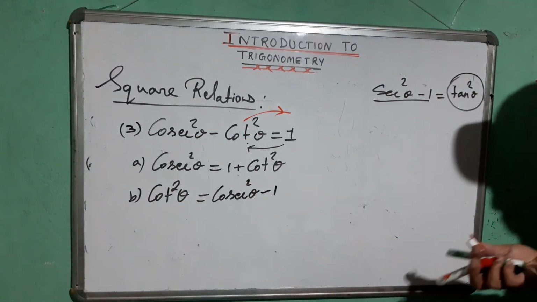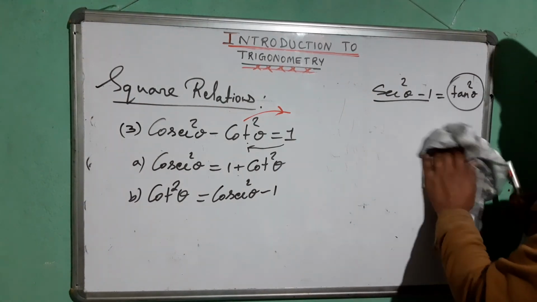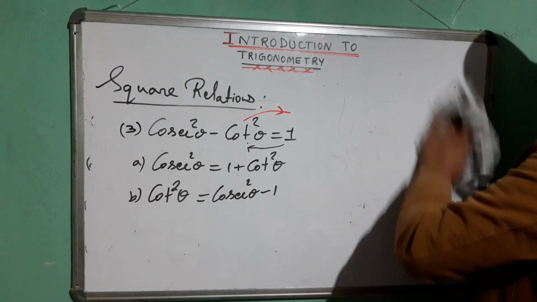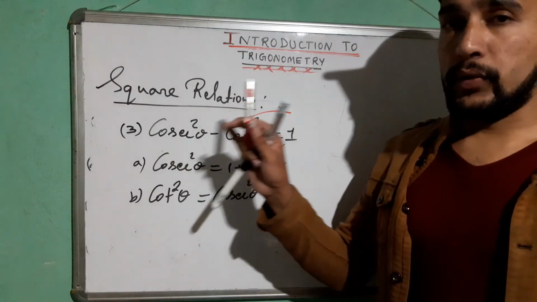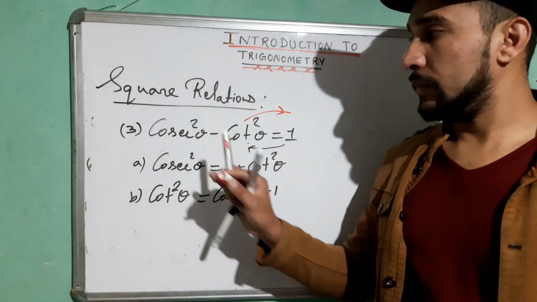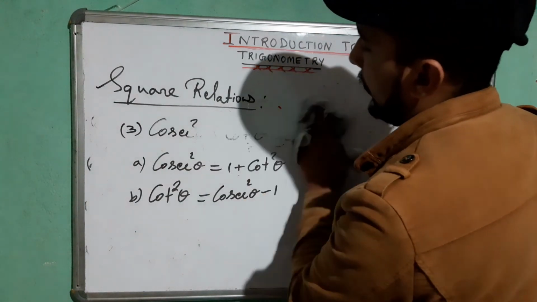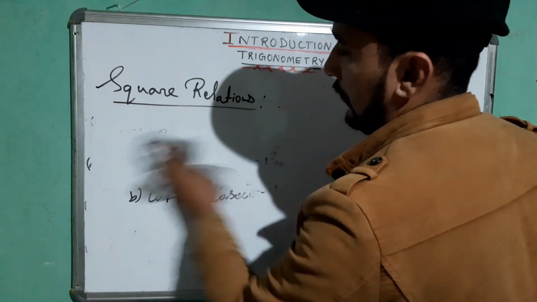Okay, so these are the square relations between the trigonometric ratios. Number 1 is sin square theta plus cos square theta equals to 1. Number 2 is sec square theta minus tan square theta equals to 1. Number 3 is cosec square theta minus cot square theta equals to 1. Okay. Now you can prove these relations also.